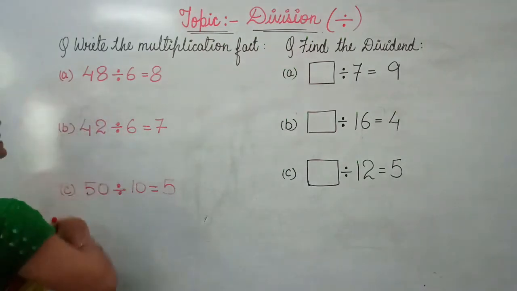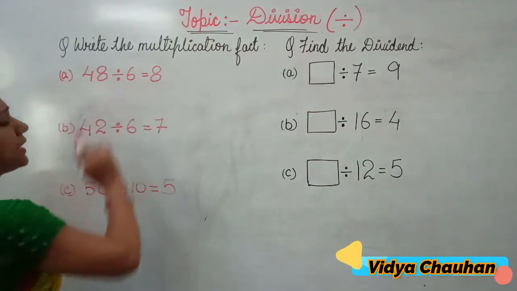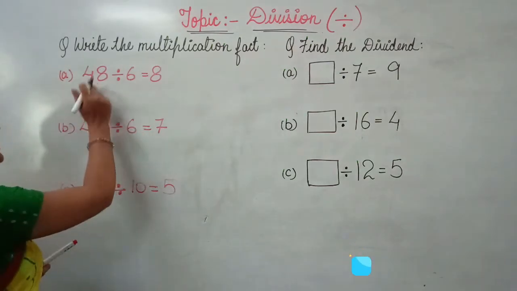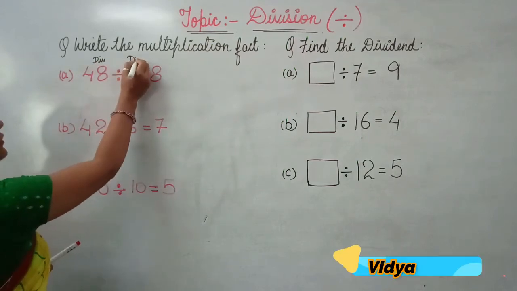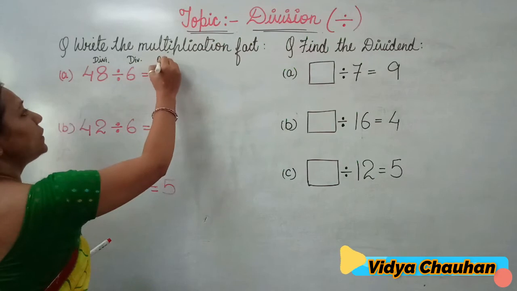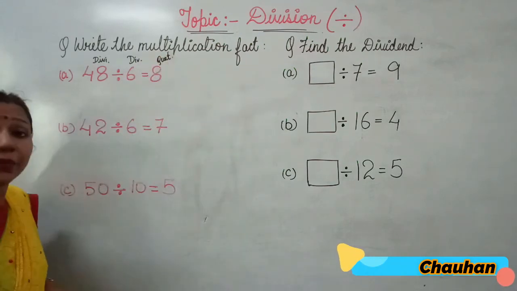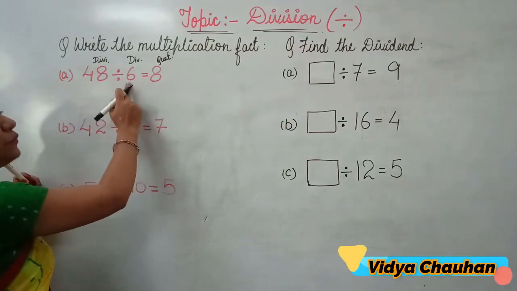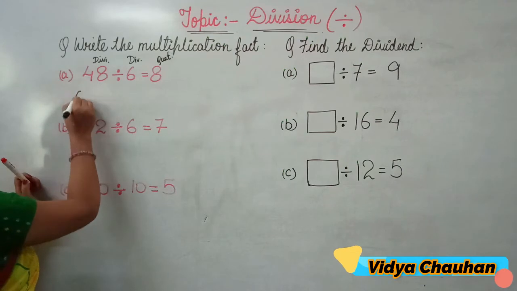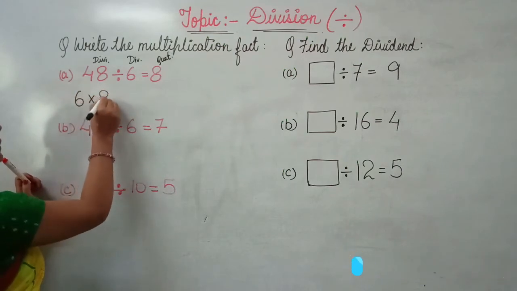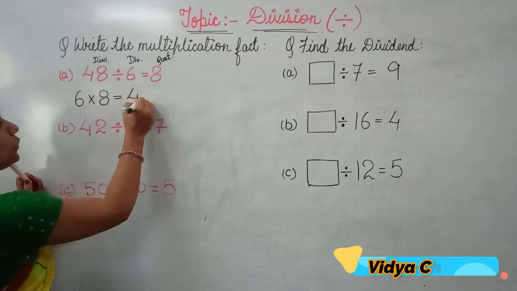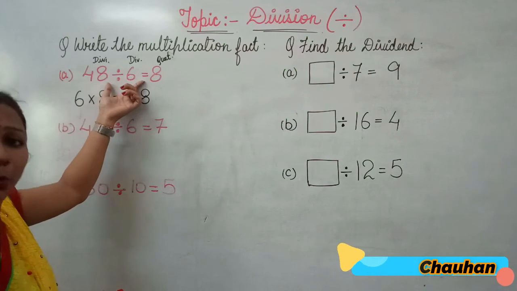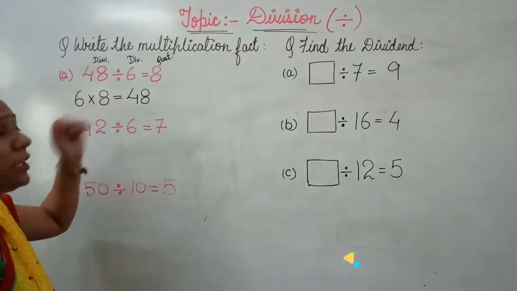So the first part says 48 divided by 6 is equals to 8. So what you have to do in this case? This is our dividend, this is divisor, and this value is our quotient. Right, children? And as we have understood, what we have to do? We have to multiply the divisor with the quotient. So you can write it as divisor 6 multiplied by quotient 8 will be equals to 48. Okay? So this is how you can write a question which is there with division fact into its multiplication fact.